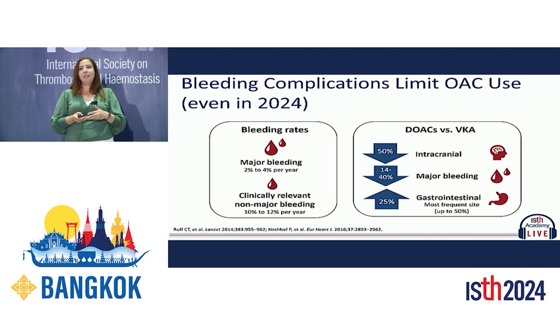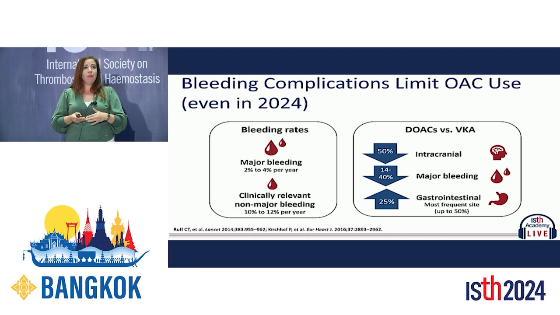Because even in 2024, bleeding is the complication that limits our use of these drugs. They work really well to prevent and treat thrombosis, but they increase the chances of having bleeding. And we still see bleeding rates around 2 to 4% per year among anticoagulated patients. And then another 10 to 12% of those patients experience what we call clinically relevant non-major bleeding. And this is dependent upon the population and the drug under study, but just to give you a sense, these are relatively common complications.